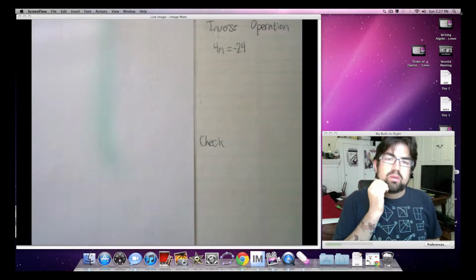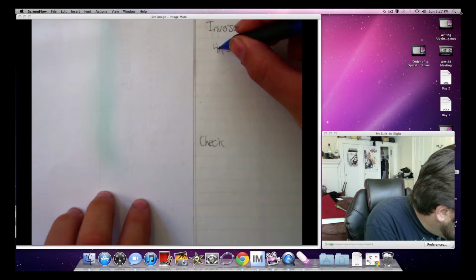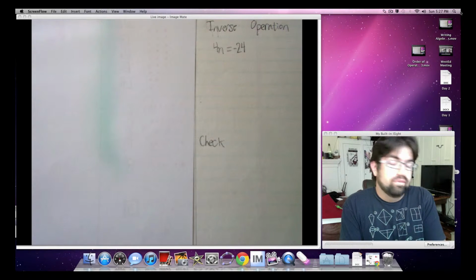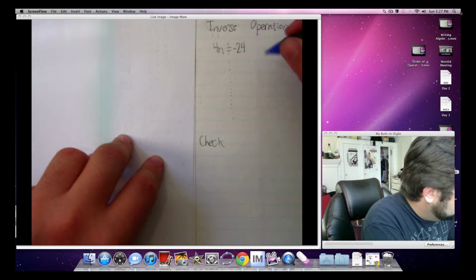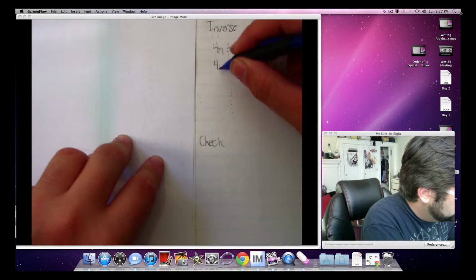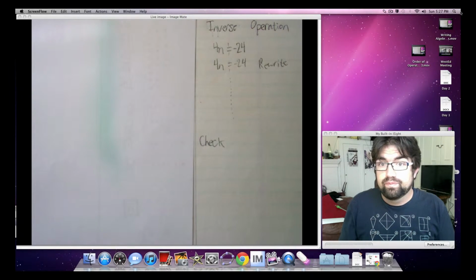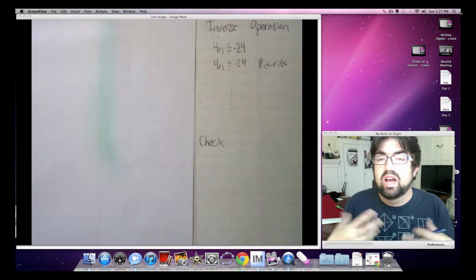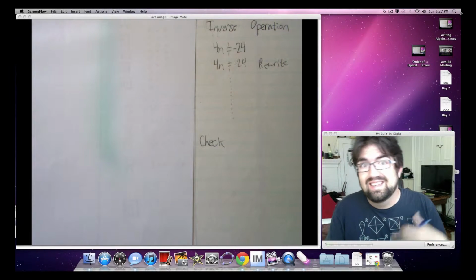Okay, now let's talk about inverse operations. 4n is equal to -24. Well, if there's no operation, this stands for 4 times n is equal to -24. So we're going to start with a balance line on this one. We're going to rewrite: 4n is equal to -24. And when I say opposite operation, what I mean is, if you have 4 times something, the opposite of adding is subtracting, and the opposite of multiplying is dividing.